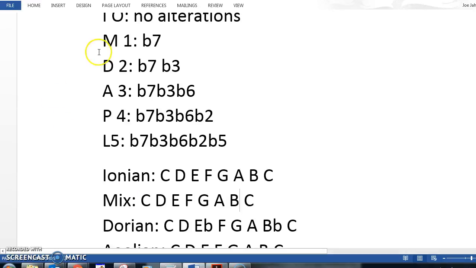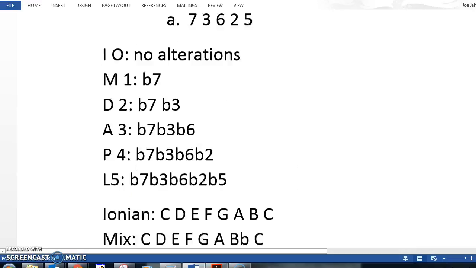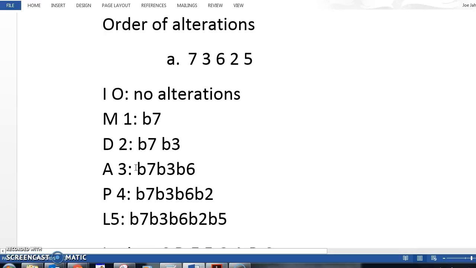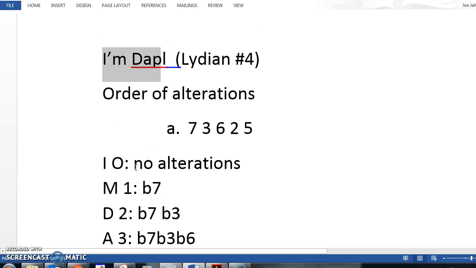Mixolydian, you look up here, Mixolydian is the M, so it's 1, it's a flat 7. As long as you know that Ionian is 0 alterations, so you can look up here as well, 0 alterations. Then the M is 1, the D is 2, A is 3, P is 4, L is 5. And you can use your fingers to count that. Remembering I'm Dapl just helps you remember the order that they're in. So know that I is nothing, M is 1, D is 2, etc.